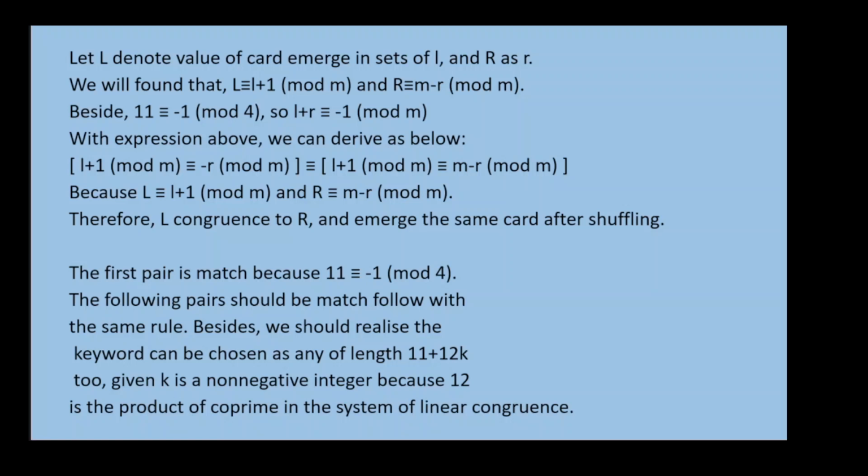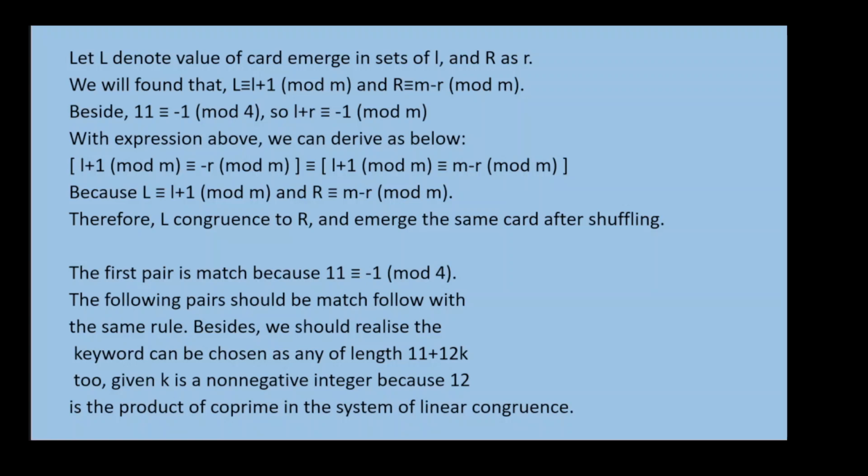With the expression above, we can derive as below. L plus 1 mod M is congruent to -R mod M, which is congruent to M minus R mod M. Because big L is congruent to L plus 1 mod M and big R is congruent to M minus R mod M, therefore big L is congruent to big R, and the same card emerges after shuffling. The first pair is matched because 11 is congruent to -1 mod 4. The following pairs should be matched following the same rule.